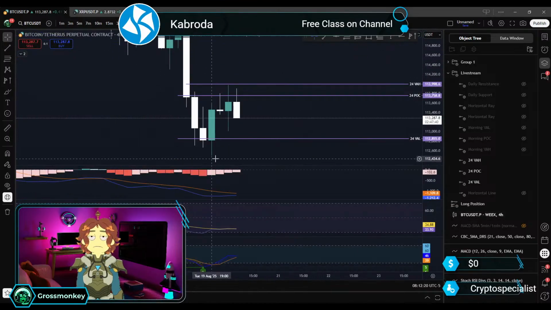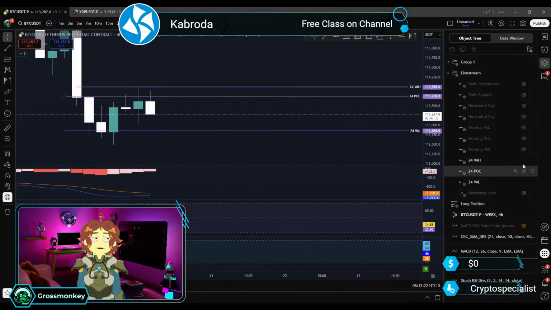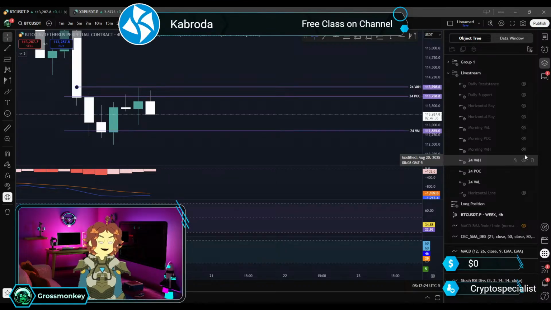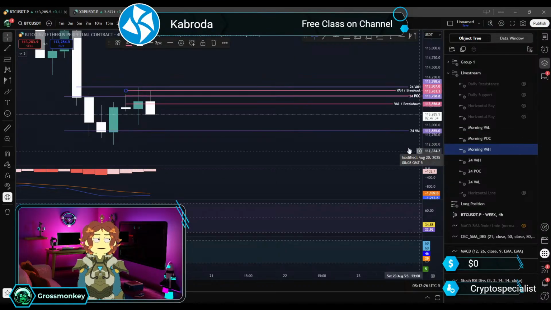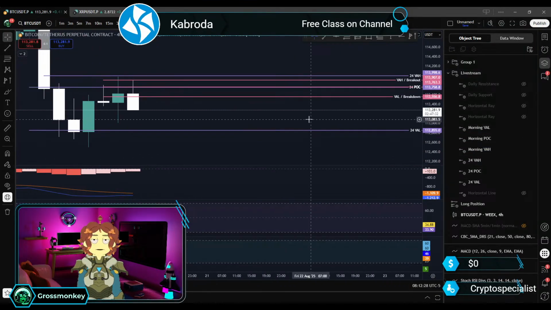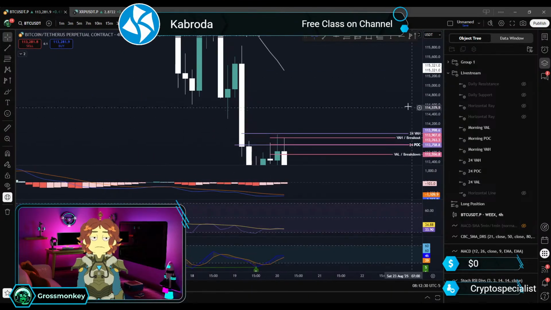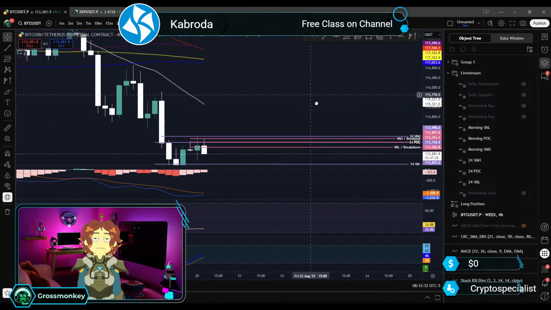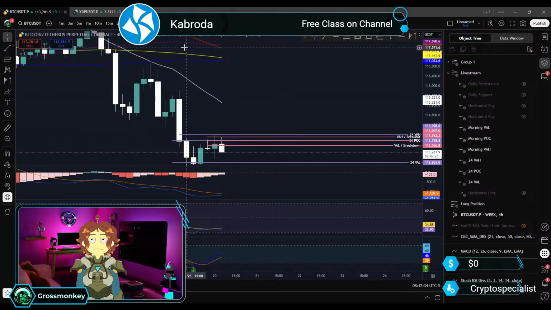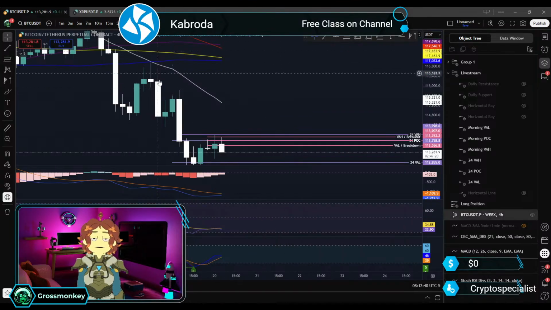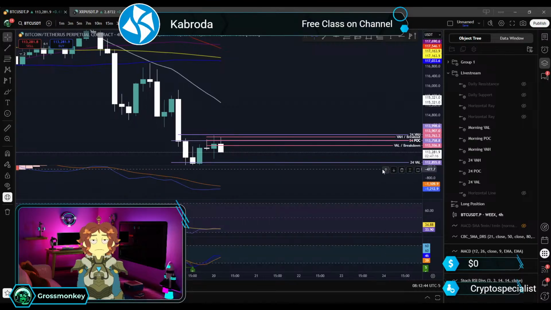Then to the 4 hour here. I'm going to go ahead and throw my different levels back on there. So first thing I notice is the 4 hour is below the 200 right here, which is not a great sign if you're hoping for it to move up.